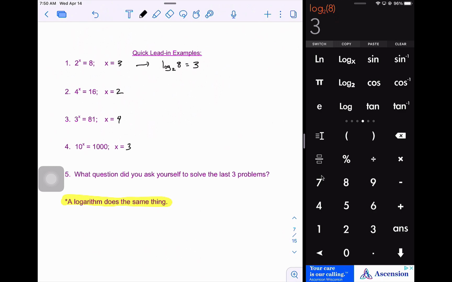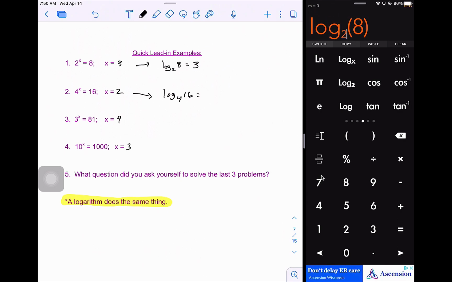Let's say we do the next one. If I were to go through and rewrite this one, 4 to the x equals 16. Well, let's say I went through and said log base 4 of 16. Again, both parts of that exponential function, now I'm kind of turning it into a logarithm. If I go back to my problem and we change the parts, log base 4 of 16, I hit equals, and sure enough, there it is, x equals 2.